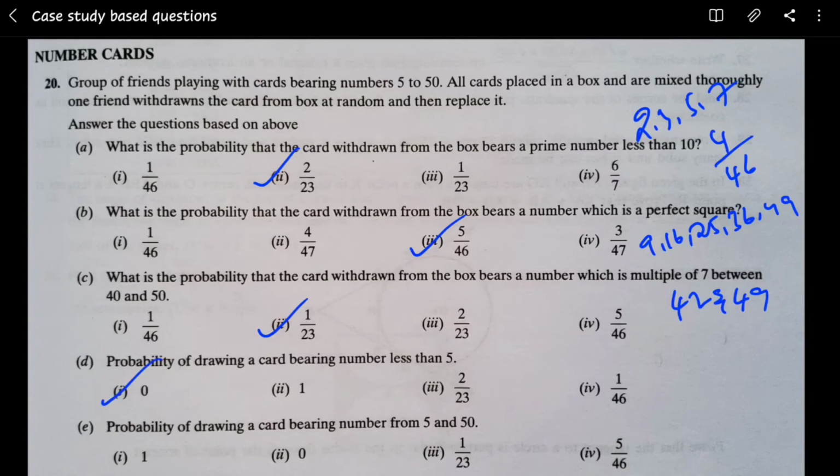Last question. What is the probability of drawing a card bearing a number from 5 to 50? All the cards are bearing numbers from 5 to 50 only. If you pick any one card, it definitely bears a number between 5 and 50. So it is a sure event. That is why a sure event's probability will be equal to 1. So first option will be the correct answer for the last question.